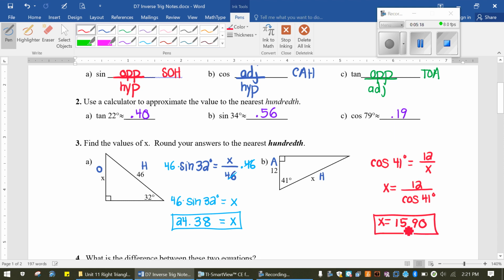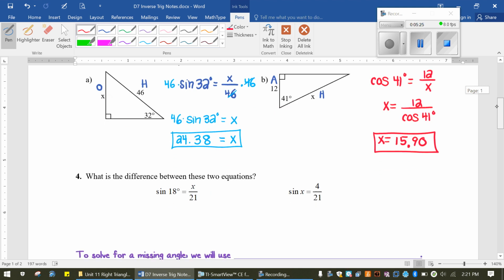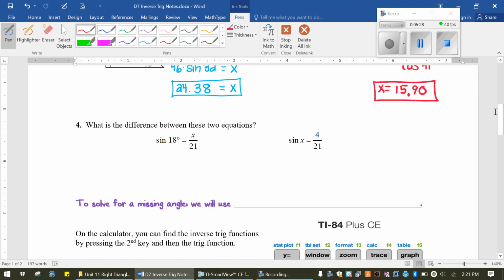Okay, so that's just a quick review on solving with trig ratios from our previous notes. Today's notes are going to talk about what we do when our x is in a different spot than we've seen it in previously. Number 4 is asking what's the difference between these two equations. The first one is something that we've already been working on, what you just did in part A of number 3. This is when you are looking for a side. If you have your x as part of your ratio, this is the unknown side.